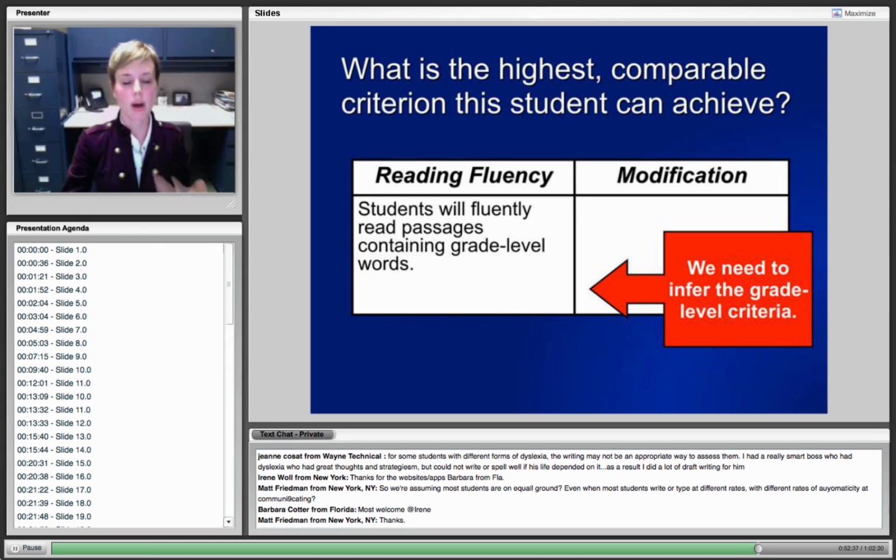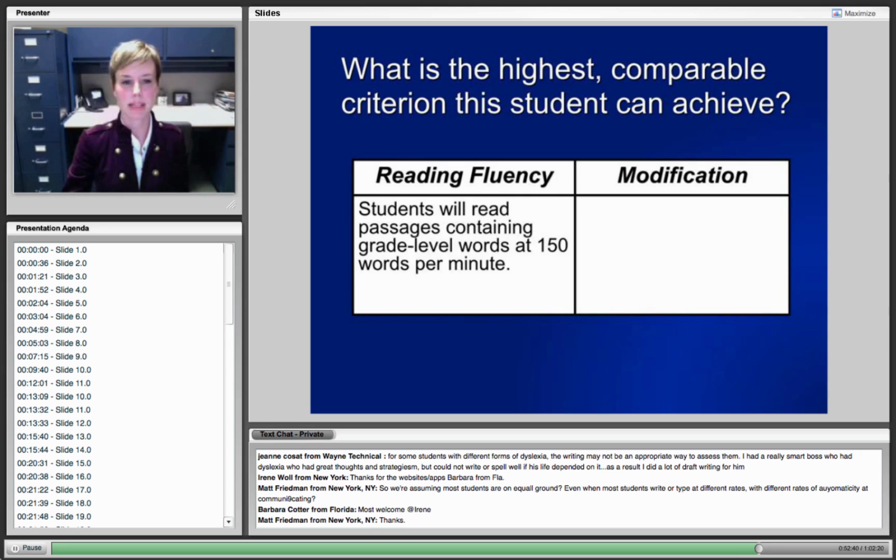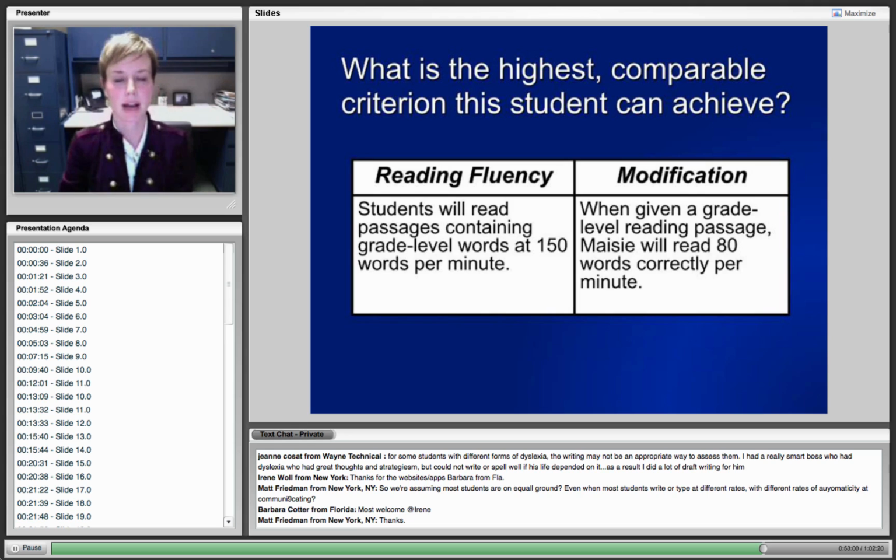So we would think about what is our learning target for a piece of this. And we might say, I want students to read grade level passages at least 150 words per minute. Well, based on our data, Maisie is reading it at 40 words per minute right now. And so that's not a reasonable expectation for Maisie by the end of this year. So we modify and say we expect that Maisie will read at 80 words correctly per minute this academic year, knowing that we want her to read on grade level eventually or the closest that she can, but we want to set a comparably difficult criterion.